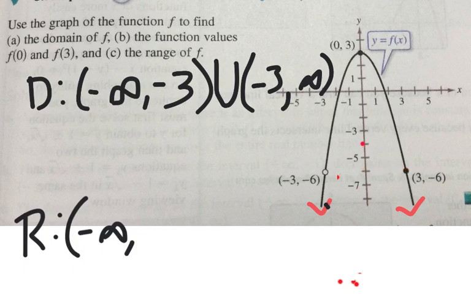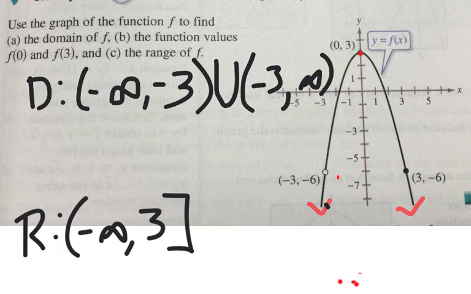So I keep going, looking at my y values. It's taking on every one of them. And then my y values stop. They don't go above this. So the highest y value here is 3, and it is included. So I need to put a bracket around 3 for the range.